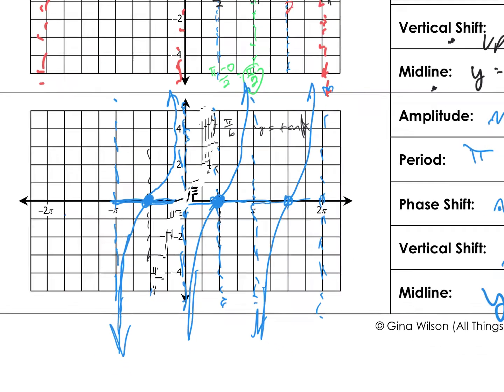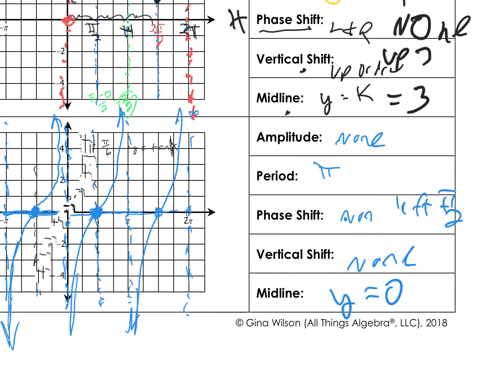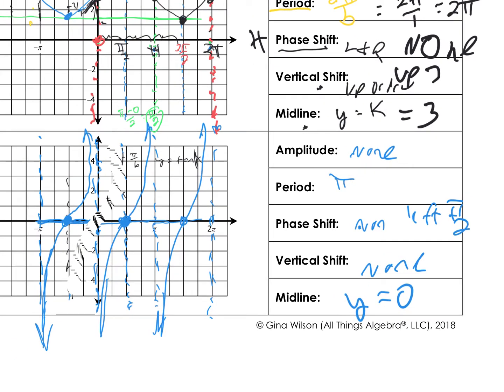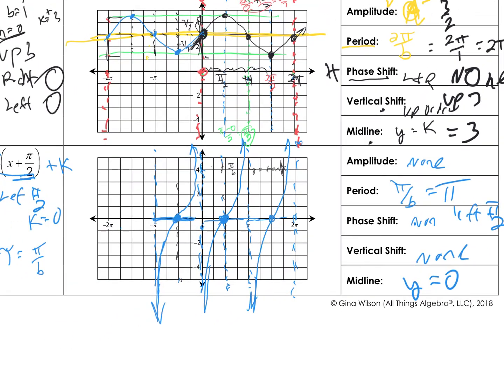Okay? Let's talk about, well, I already have all the answers. Amplitude, it never has an amplitude. It did have a period. The period is always pi divided by b. And in this case, b was 1, so that was a pi. We did shift left pi over 2. Okay? Next.